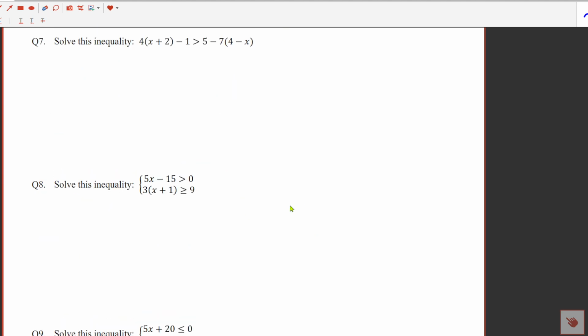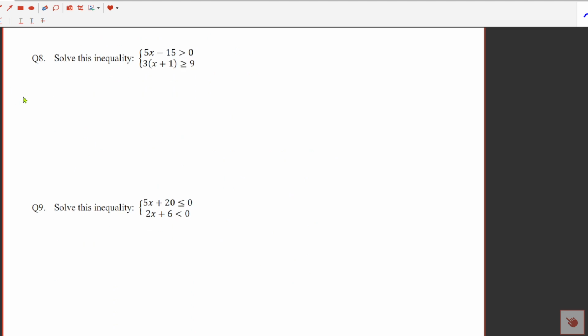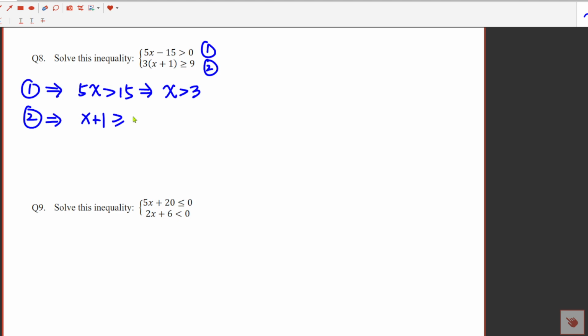Okay, next one, question number 8. Solve this inequality. This is a system of two inequalities, so let's solve these two inequalities, then combine the final result together. From the first inequality, we have 5x is larger than 15, right? Which gives us x is larger than 3. From the second inequality, we have x plus 1 is larger than or equal to 3, which gives us x must be larger than or equal to 2, right? And therefore, if you consider both cases here, the final result is the overlapped area of these two solutions, which is the larger one, right?